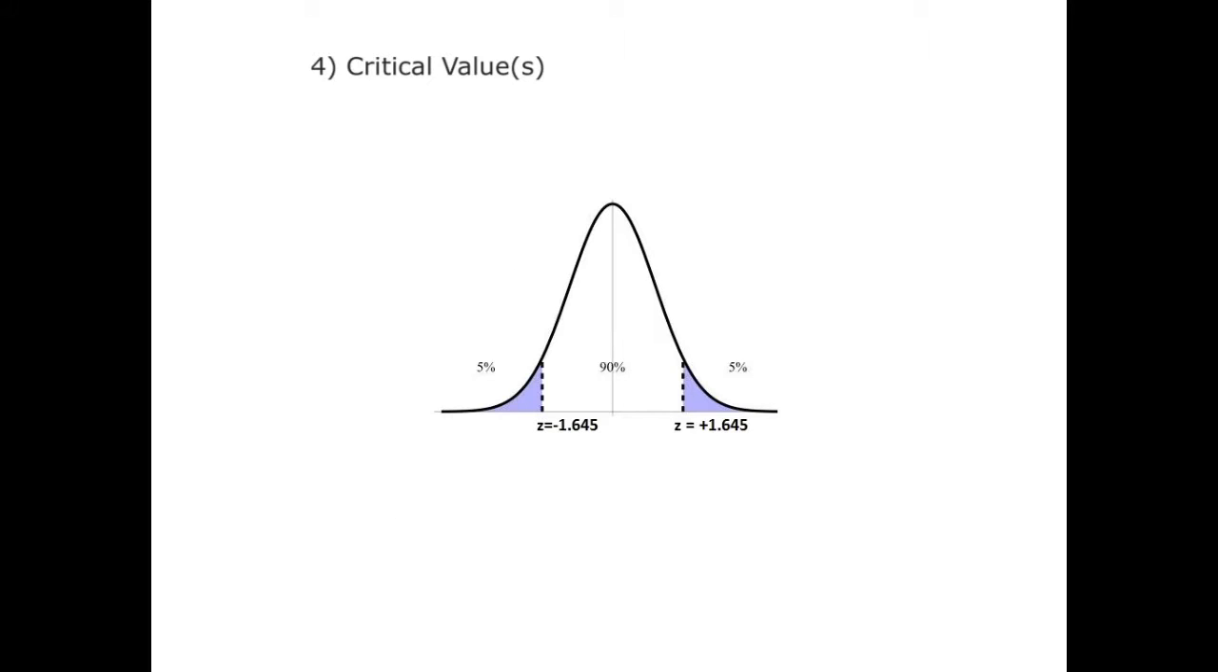Step 4, state the critical value or critical values of the test statistic. The critical values separate unusual values of the test statistic from usual values. The unusual values are what is known as the critical region. The critical region is always in the tails of the distribution.